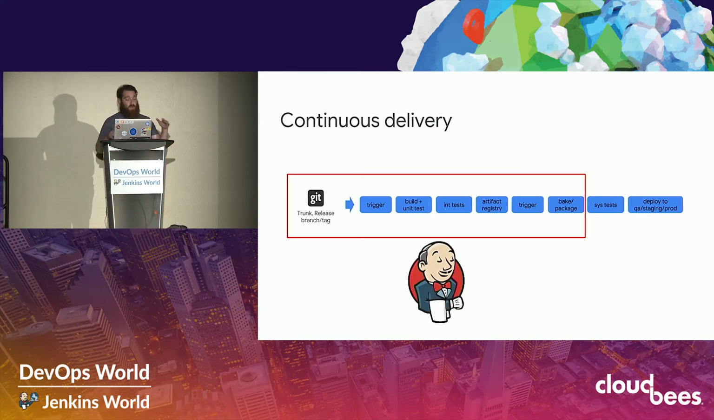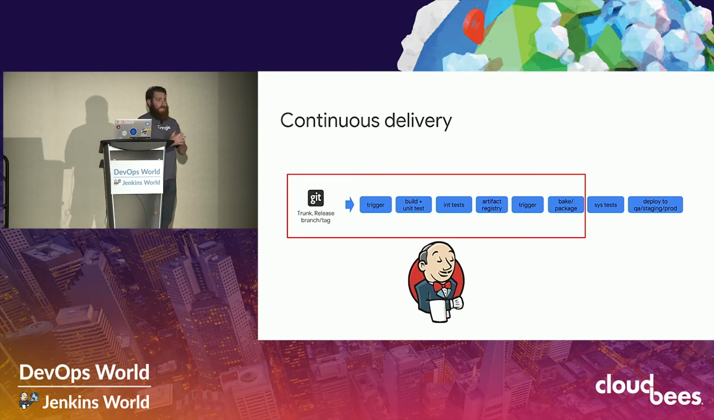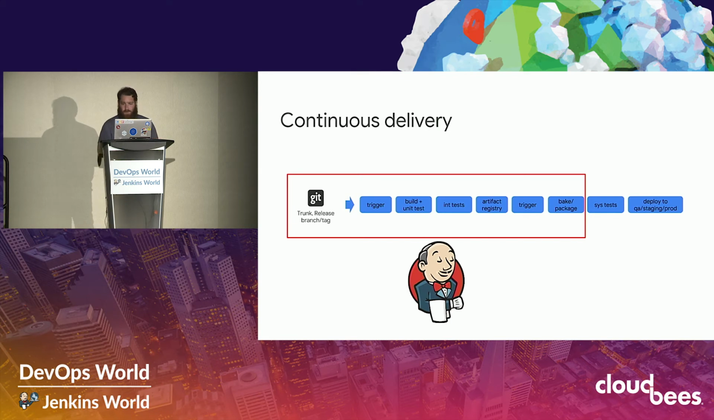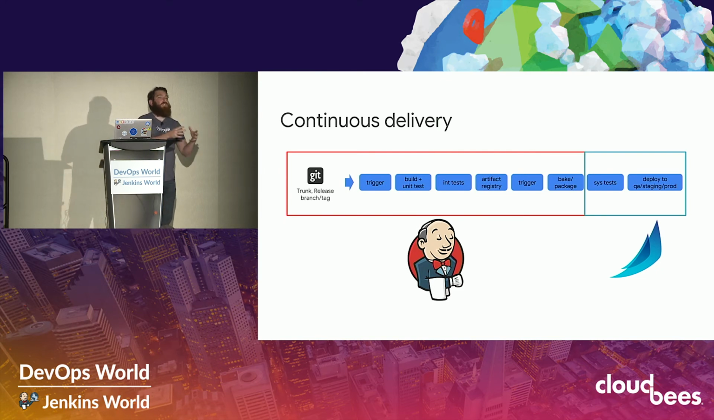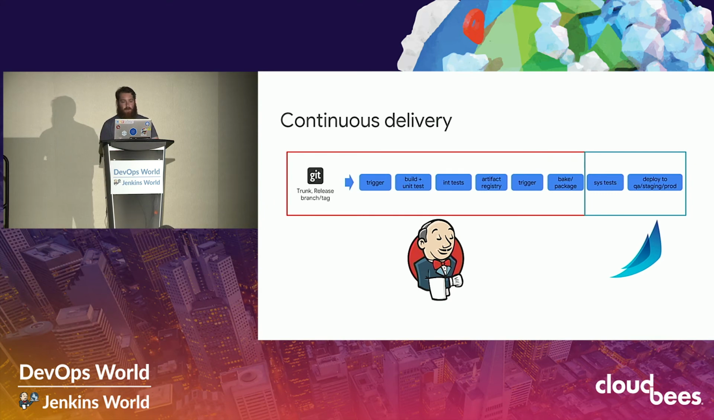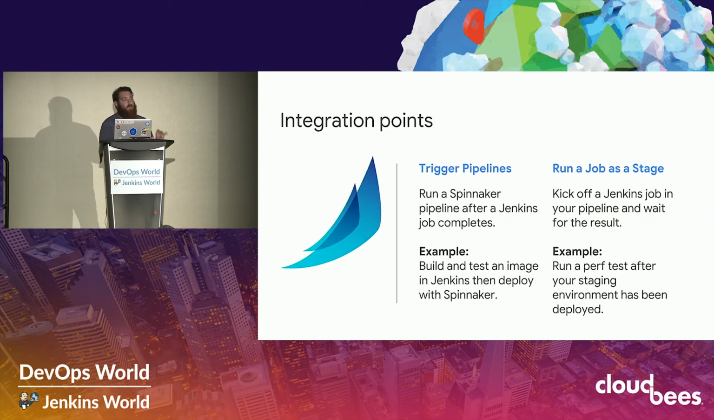So this is our typical continuous delivery pipeline. Jenkins does a great job of this first chunk, making sure it runs your builds, your unit tests, integration tests, all those plugins that we use to visualize our test results, the ways it handles triggers and artifacts. It's amazing. And then we have Spinnaker, which does a great job of rolling out your code to various environments as you go through. There are 2 main integration points between Spinnaker and Jenkins.